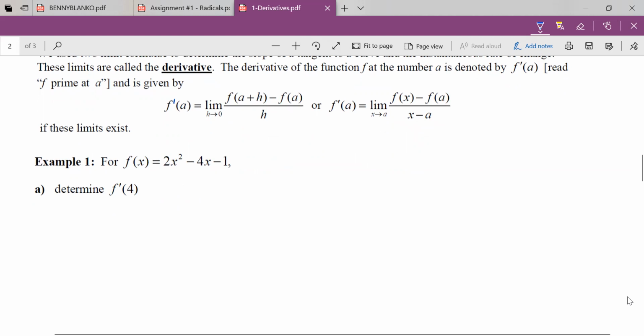So the first one says, for f of x is equal to 2x squared minus 4x minus 1, determine f prime at 4. So that's the derivative at 4. What that means is we're finding the slope at 4, or the instantaneous rate of change when x is 4. Okay, I want you to keep that in mind.